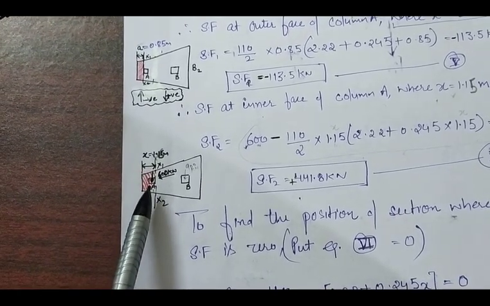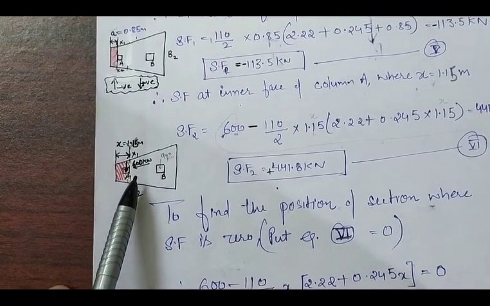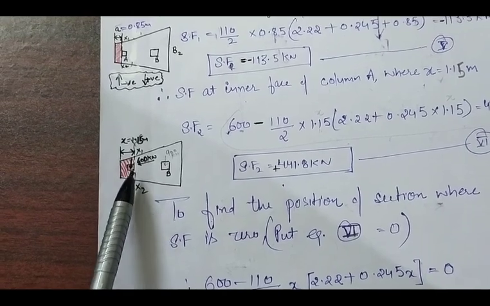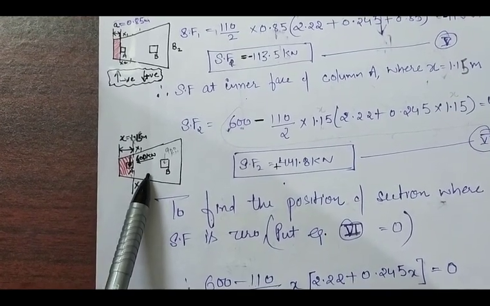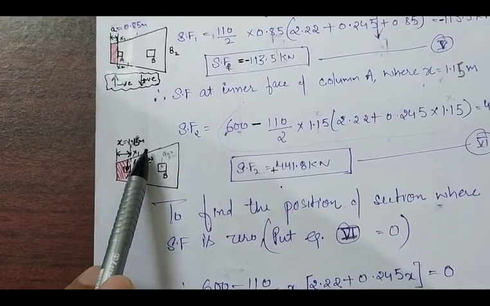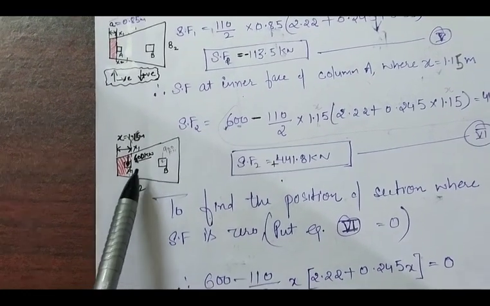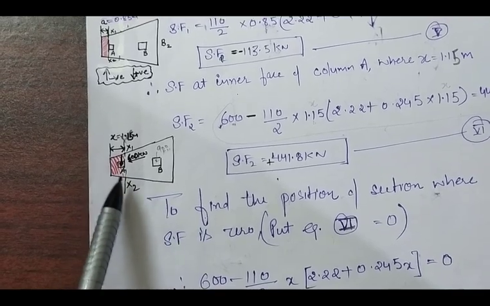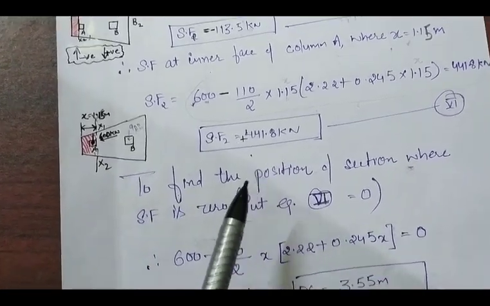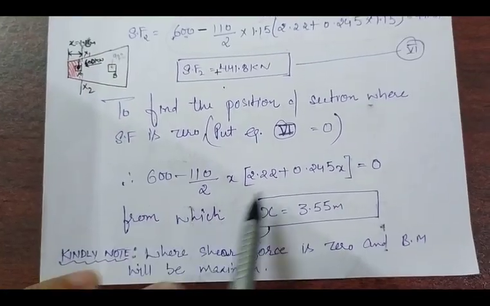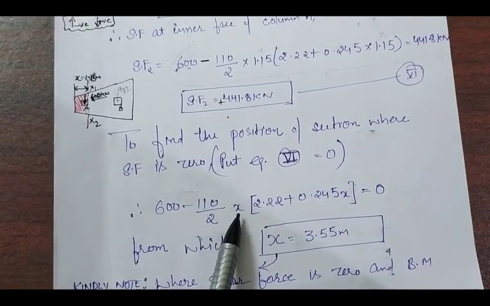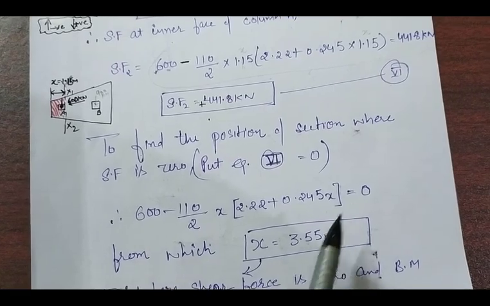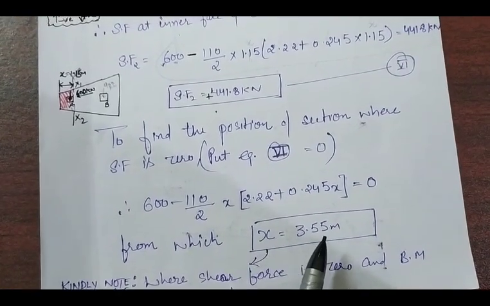And this is approximate, that the shear force will be 0 between these two points A and B, and there is no load after A and before B. So if the point is lying in between, we will consider the equation for shear force as equation number 6, right? So we equate this equation to 0. We don't know the position of x where the shear force will be 0, so we put the whole equation equal to 0 and find the value of x equal to 3.55.